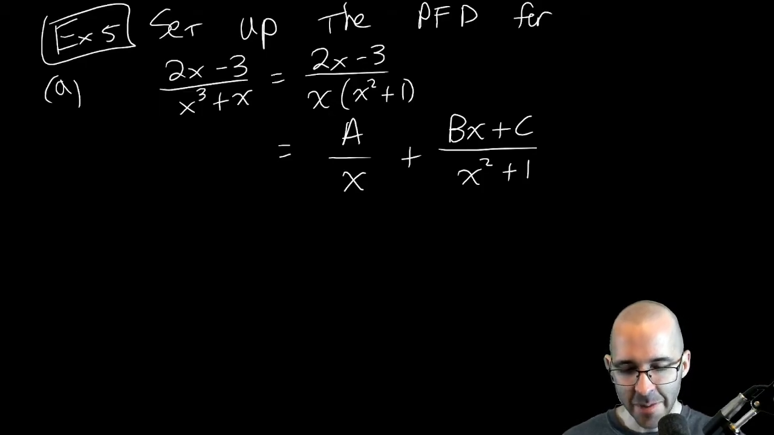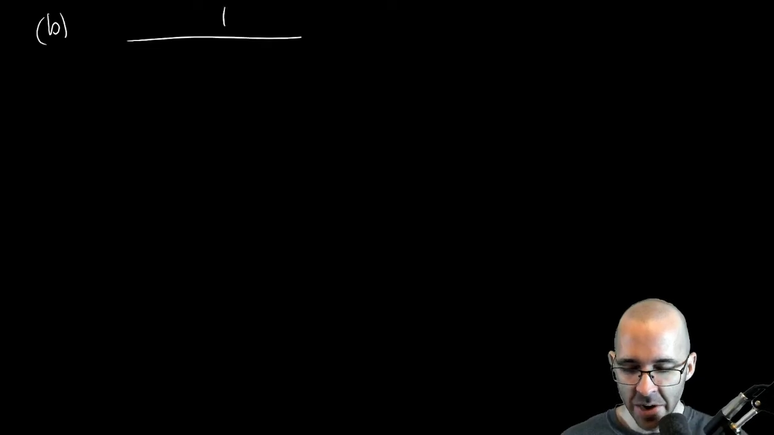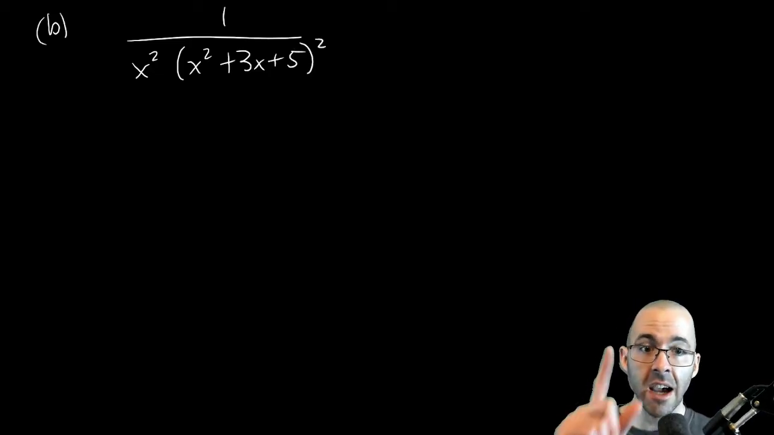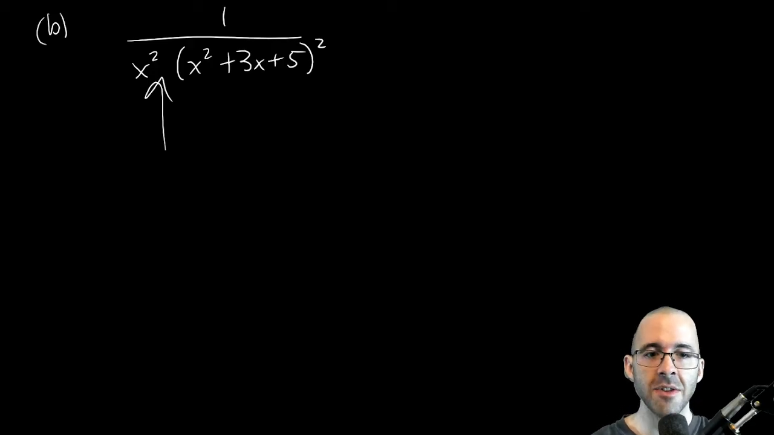B, let's do B on the next page because it's got a little going on. 1 over x squared times x squared plus 3x plus 5 squared. Careful. Is this an irreducible quadratic? Or is this a repeated linear term?